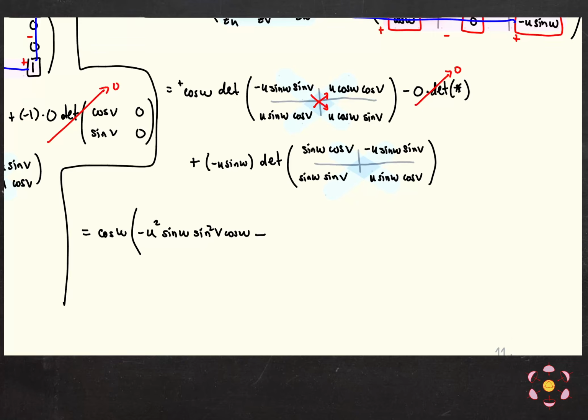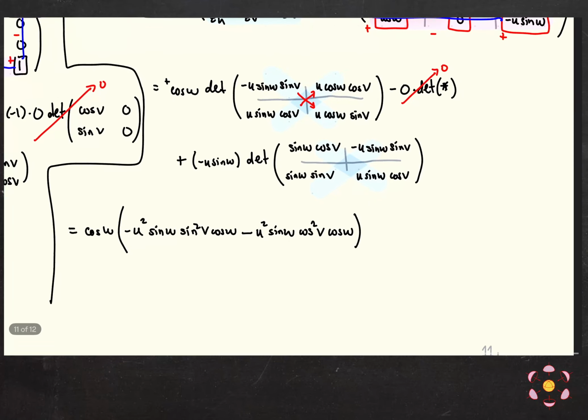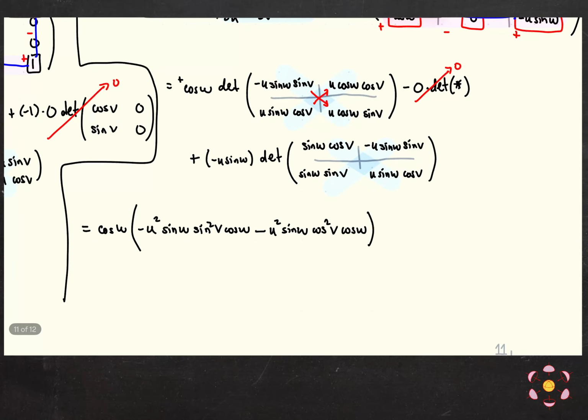Then we're going to subtract the product of the off diagonal, so another u squared, sine w. There's no other sine w, but then there is a cosine squared v, and then cosine of w. All right, next up, I'm going to have negative u sine of w, parentheses. Actually, I'm going to have to write this down below.